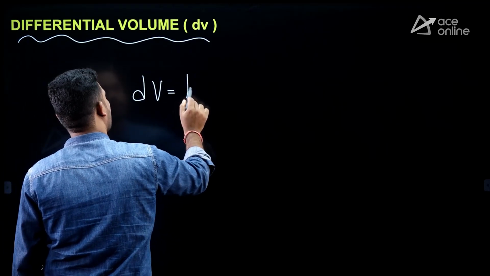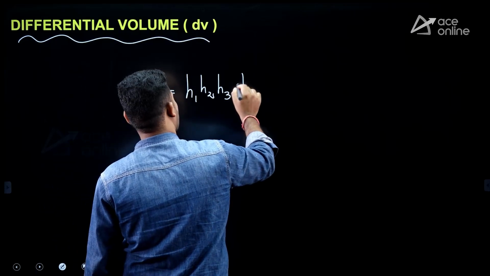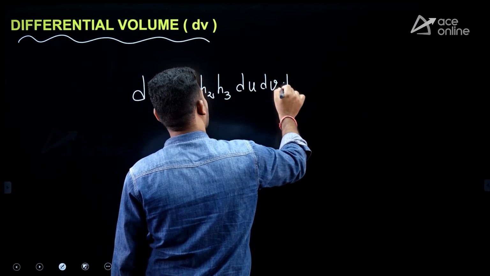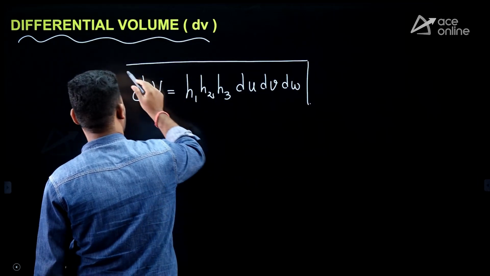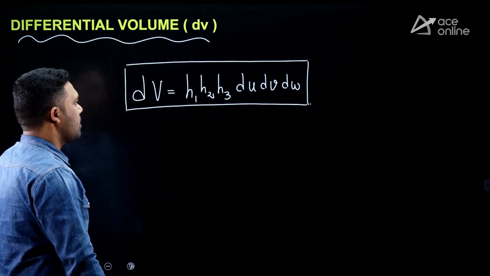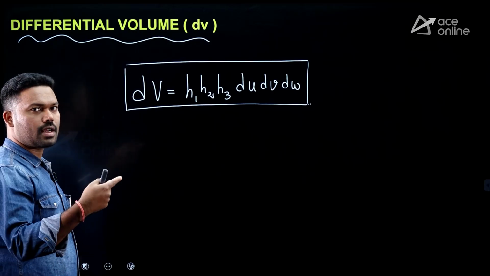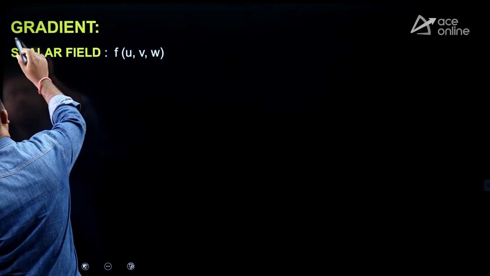So dV is equal to h1 h2 h3 du dv dw. Clear, guys? So now you can expand this one for the Cartesian, cylindrical and spherical. Fine. Next, let us finish this one.